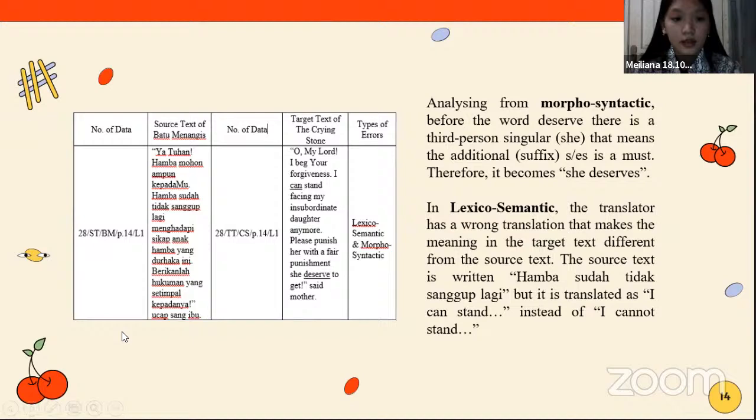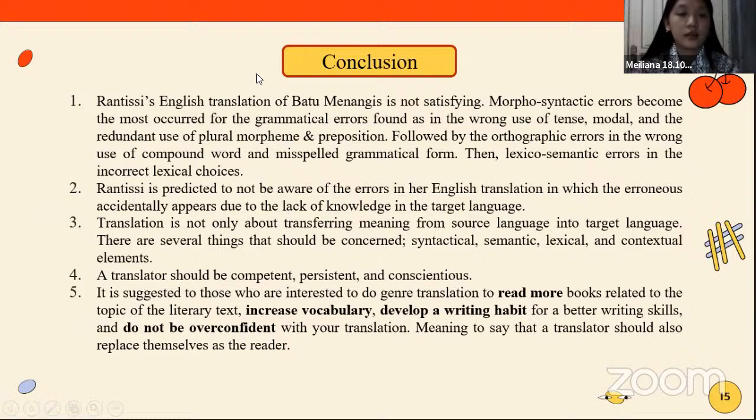And then for the conclusion, here I conclude that the English translation of Batu Menangis is not satisfying because the morphosyntactic errors become the most obvious for the grammatical errors, found in the wrong use of tense, modal, and the redundant use of plural morpheme and also preposition, followed by the orthography error in the wrong use of compound words and also misspelled grammatical form, and then for lexical semantic errors in the incorrect lexical choices. I predict that Randisi doesn't really aware about her English translation because the errors found accidentally appear due to the lack of knowledge in her target language.